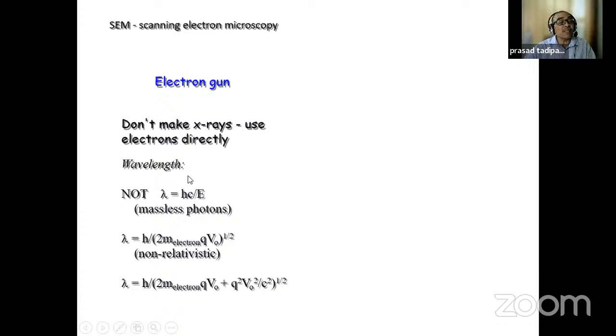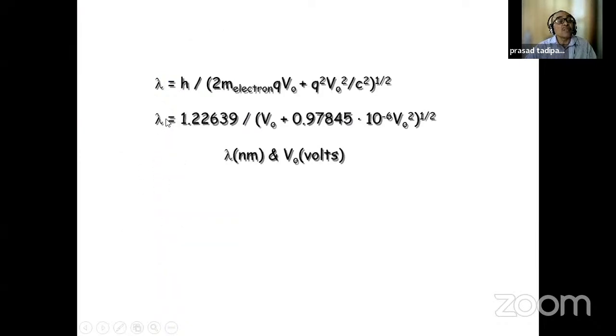But for wavelength, lambda is hc by E naught. That is for a massless photon. And lambda is equal to h by root of 2 m q V naught, where m is the electron mass. This is non-relativistic, and if you make relativistic corrections, this lambda will be different. So this is one of the basic relations between energy, lambda and Planck's constant.